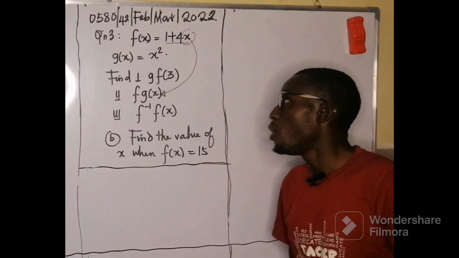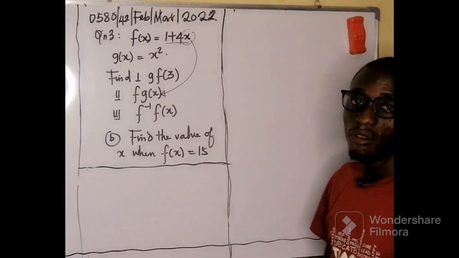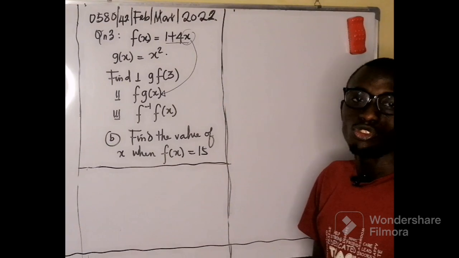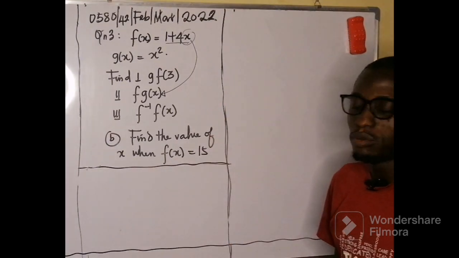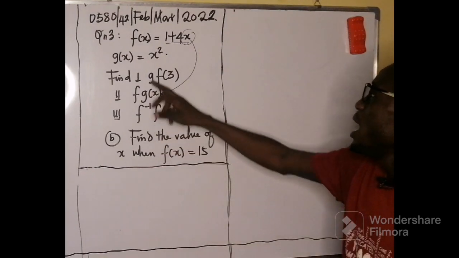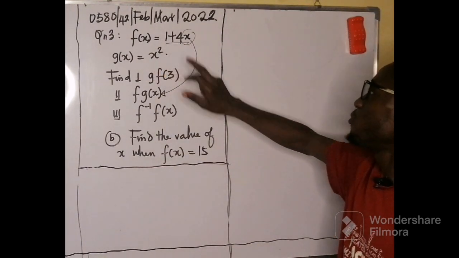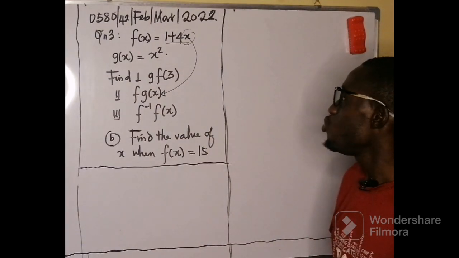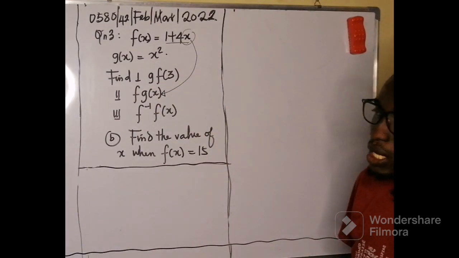Now let's shoot. So this is question 3 of that year. So let's see how we can apply what we have learned in the last two videos to solving this problem. So let's look at the first question rather. f of x is 1 plus 4x, while g of x is x squared. Now we are asked to look for gf of 3.